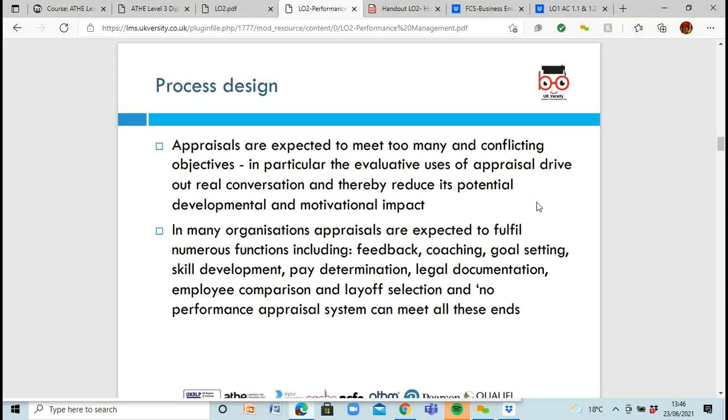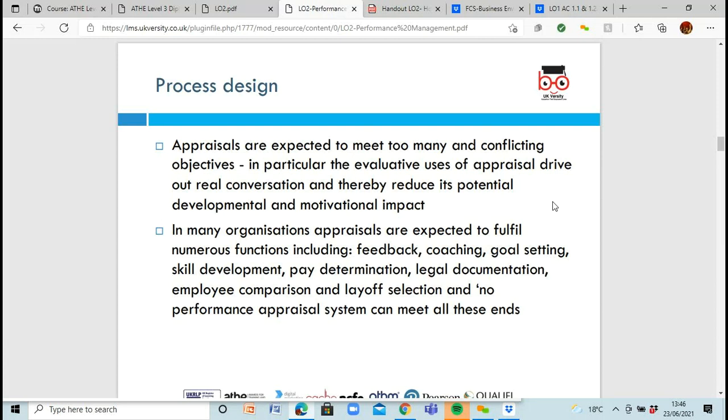So designing an appraisal, you're expected to meet lots of conflicts and lots of objectives. So you've got your one manager, you've got 20 people who are working in your team. Now you've got to try and have a good conversation with each of these people, and you need to identify what areas they're good at and what areas you want them to work on. So it can be quite conflicting and it can be quite stressful for the manager to do these.